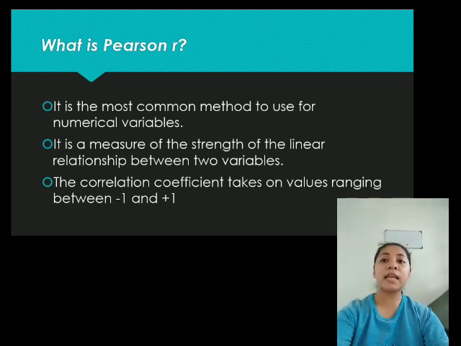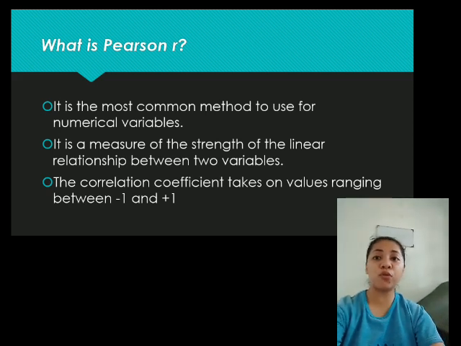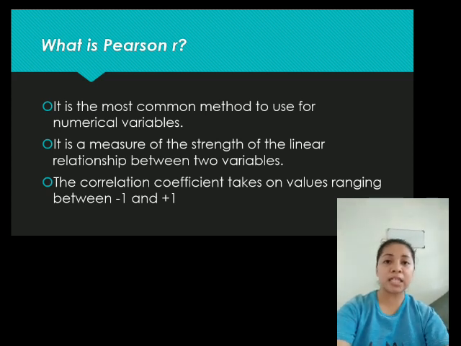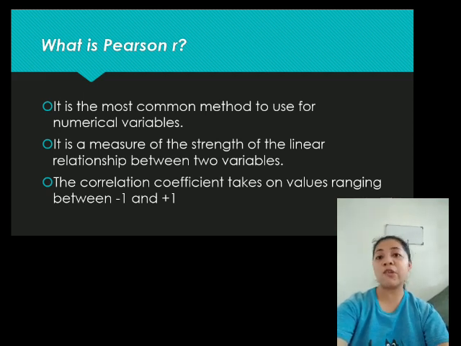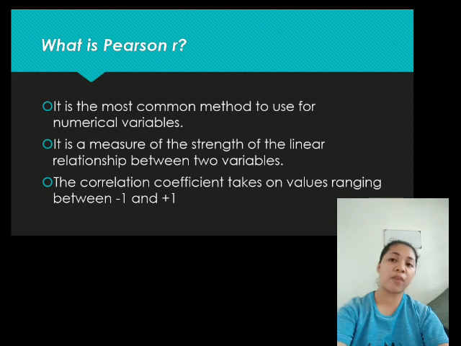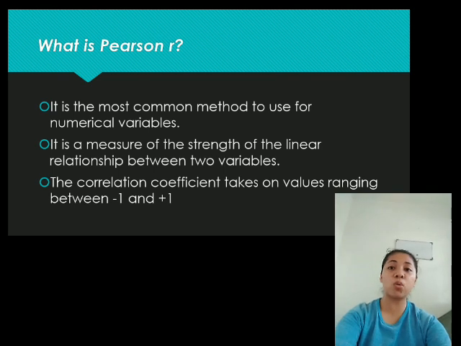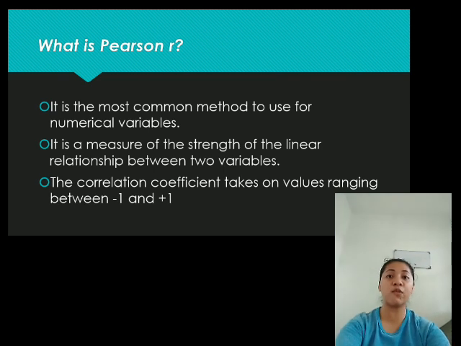Second, it is a measurement of the strength of the linear relationship between two variables. It means this tool will help you determine the significance of the relationship of the two variables, and if one variable affects the other. Next, the correlation coefficient takes values ranging between -1 and +1. That means your answer is only between -1 and +1. If you go beyond 1, it means your answer is wrong.